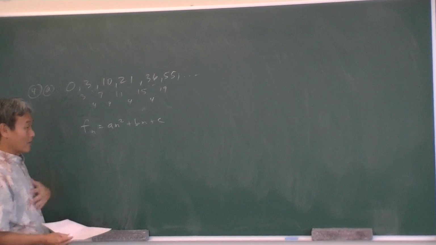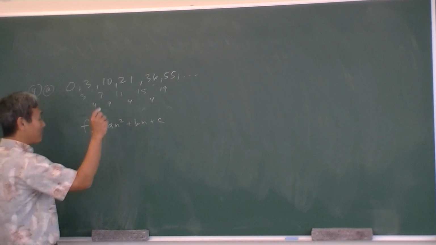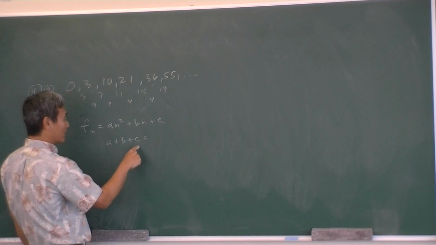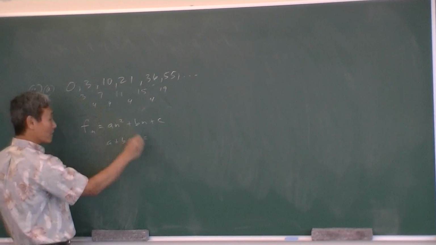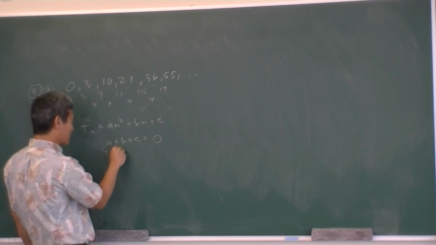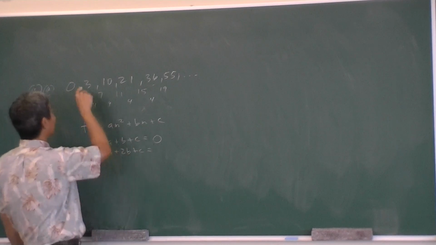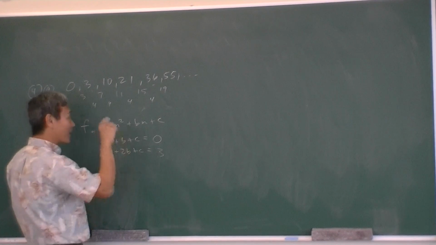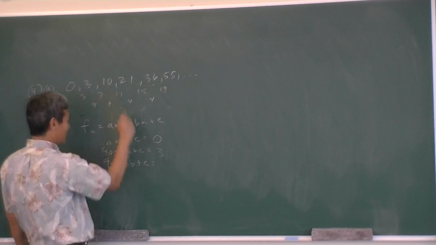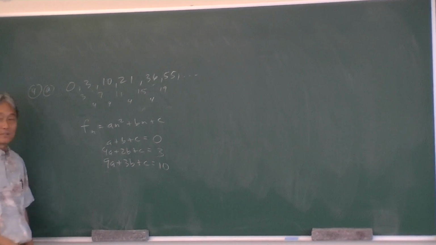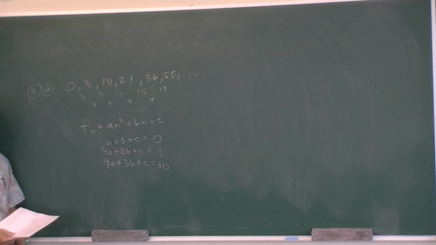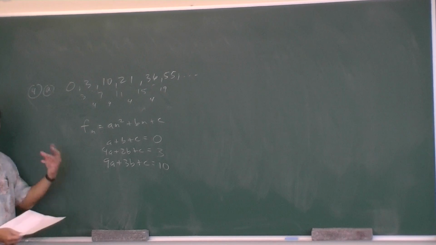So now that I know that, what can I do? If I plug in 1 for n, a plus b plus c, you should get the first term, which is 0. If I plug in 2 for n, you get 4a plus 2b plus c. That's got to equal the second term, which is 3. And then if I plug in 3 for n, 9a plus 3b plus c, that's got to equal the third term, 10, and then you just solve these 3 equations. Now, yes, it's kind of a lot of work, but at least you don't have to use your mathematical prowess anymore. You don't have to break it down.